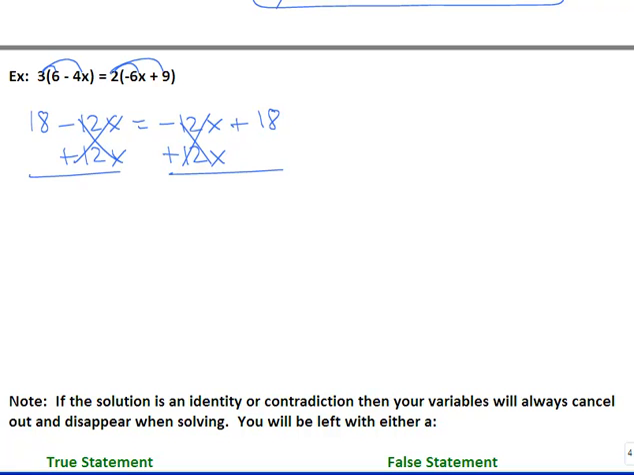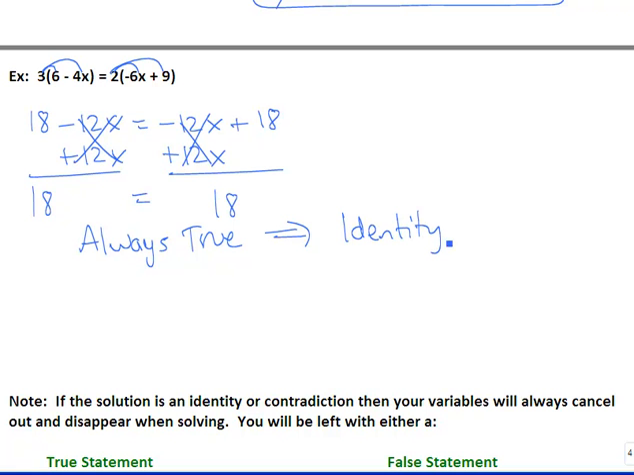So again, when your x's disappear, you are going to have one of two possibilities. Either an equation that's always true, or an equation that is never true. And how you tell the difference is by looking at what is left over in the problem. In this problem, I still have 18 on the left side. I still have 18 on the right side. Does 18 equal 18? Yes. So this is always true. And if an equation is always true no matter what x is, that is called an identity equation.